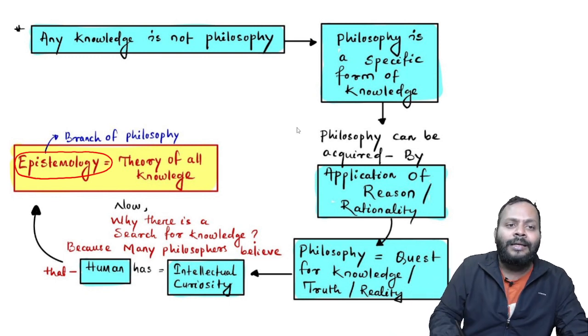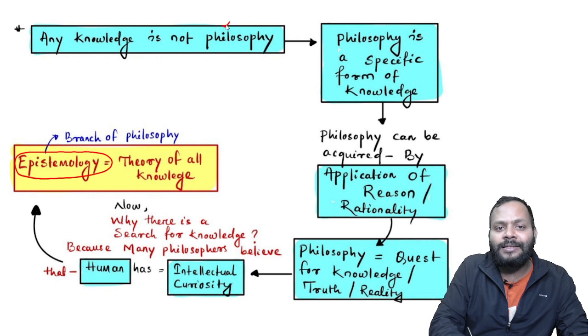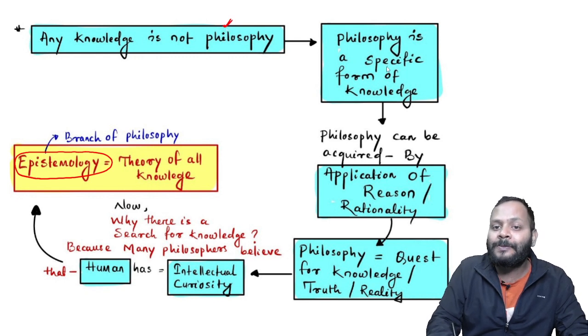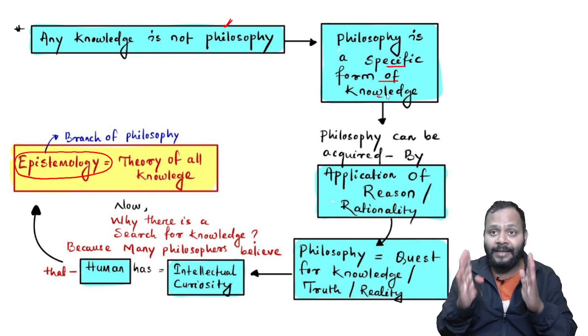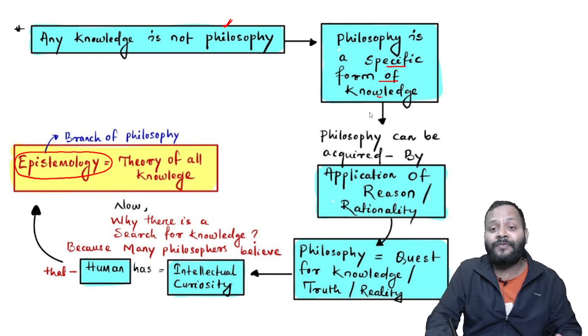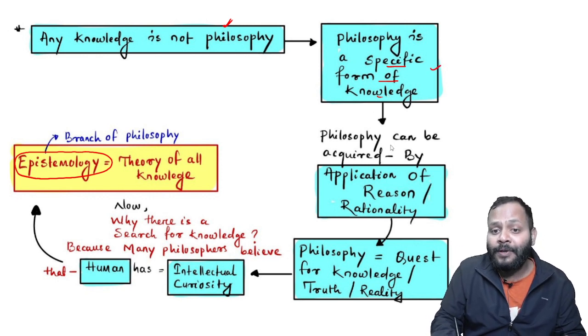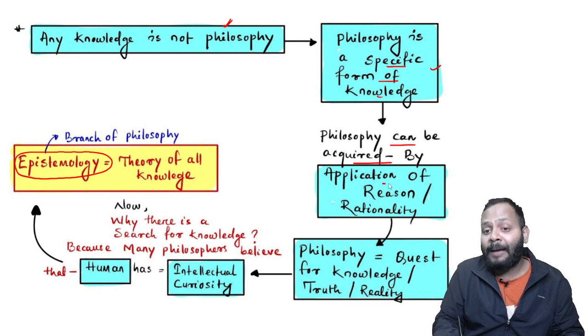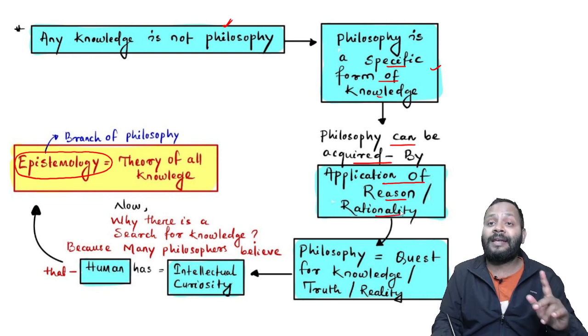Now, not any knowledge is philosophy. Philosophy is a specific form of knowledge, right? Philosophy is a specific form of knowledge. Philosophy can be acquired by the application of reason or rationality.